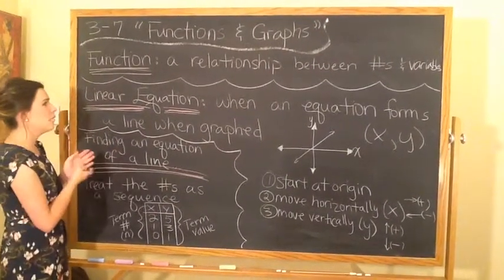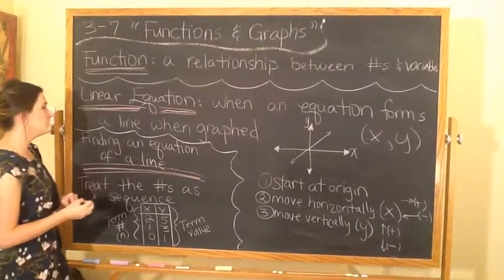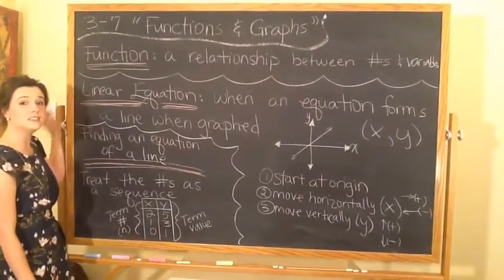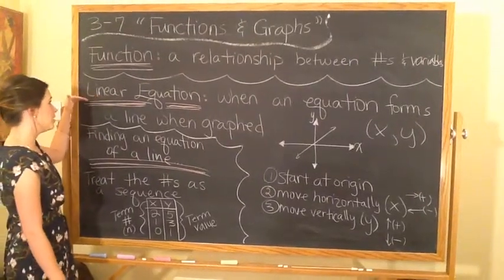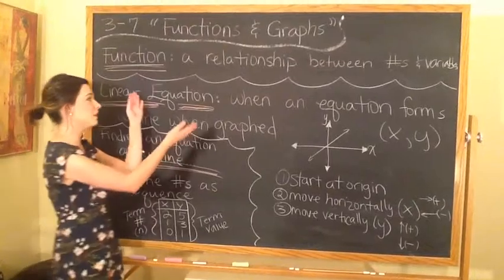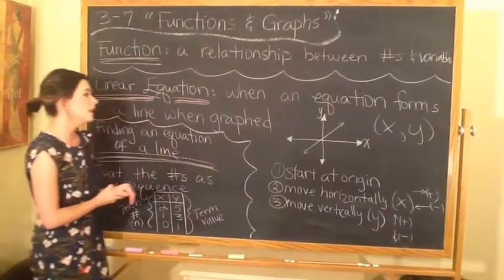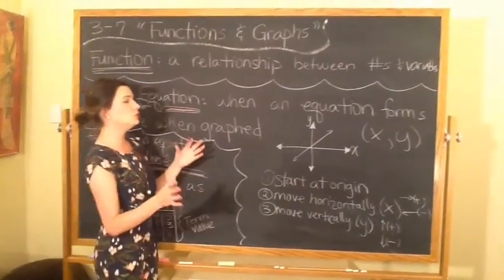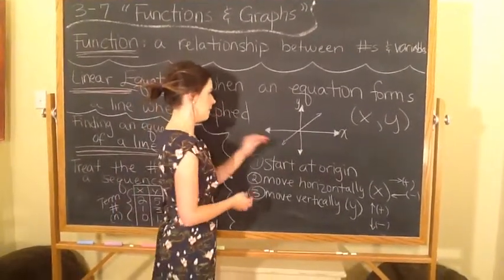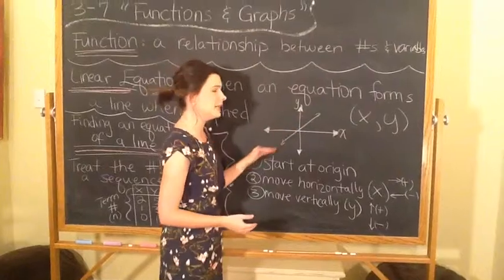Okay, a linear equation. It's when an equation, when you graph it, forms a line. So if you look in the word linear, you see the word line. So basically you're forming a line with a certain equation. For example, once you get an equation and you graph your x and y coordinates, you are going to be forming something like this.